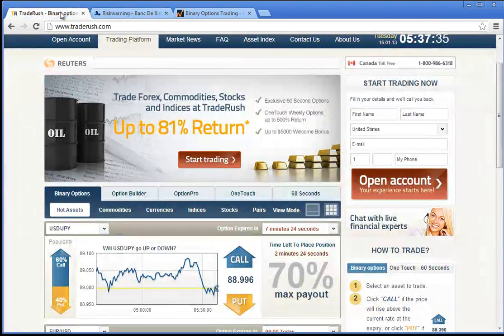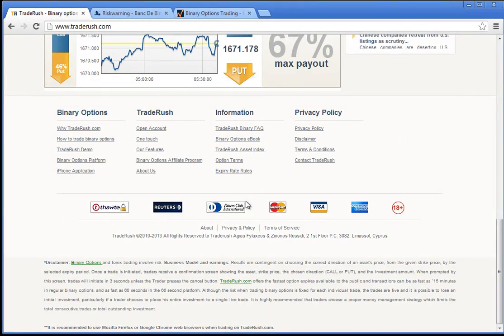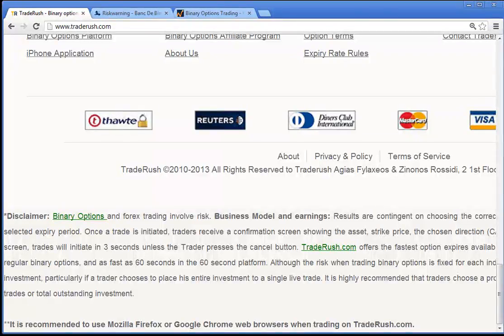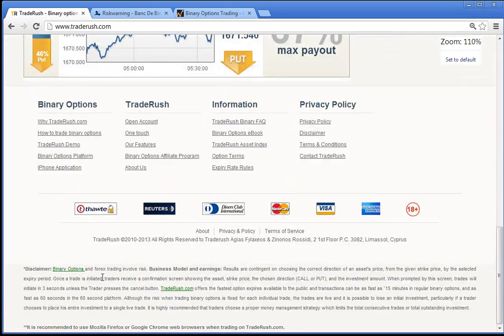Okay, let's take a look at our third site, Traderush. And of course, we have to go to the bottom. Luckily, there's no annoying bar, so I think I can zoom in. And let's see what we got here. Binary options and forex trading involve risk.